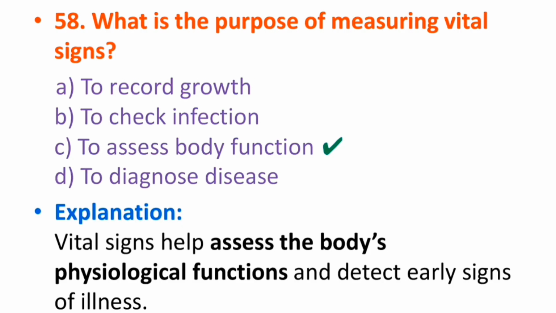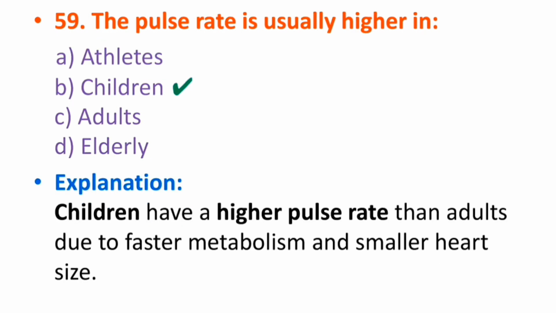What is the purpose of measuring vital signs? Option A, to record growth. Option B, to check infection. Option C, to assess body function. Option D, to diagnose disease. The correct answer is option C, to assess body function. Vital signs help assess the body's physiological functions and detect early signs of illness.